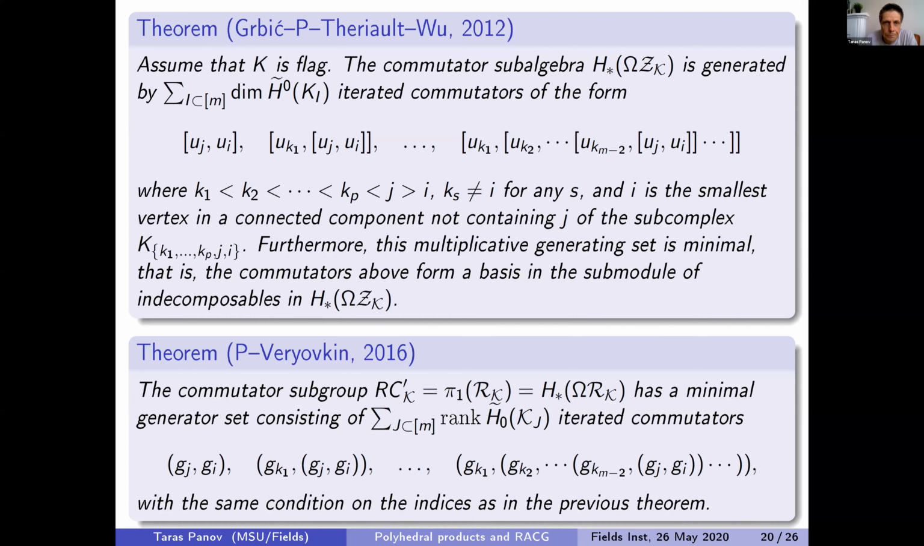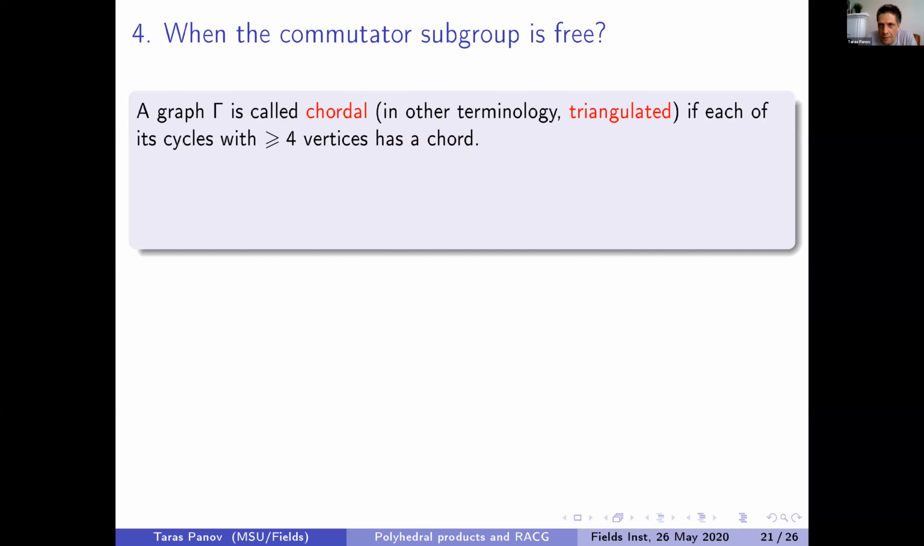So anyway, as I mentioned, sometimes this holds for arbitrary flag K, but the important case is when this commutator subalgebra or this commutator subgroup is free. Then you can say that this is a basis for your free group. So then there is quite a simple answer to this question, which was partially known in group theory, probably not in homotopy theory. It's related to what are called chordal graphs.